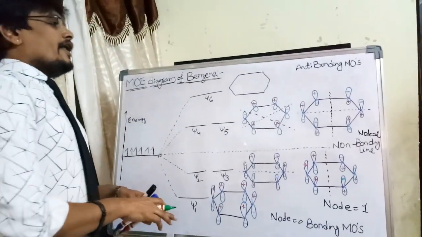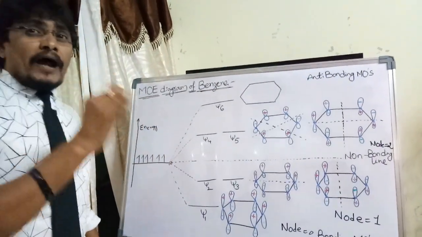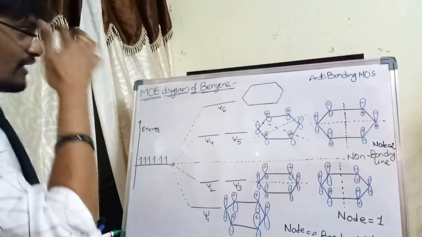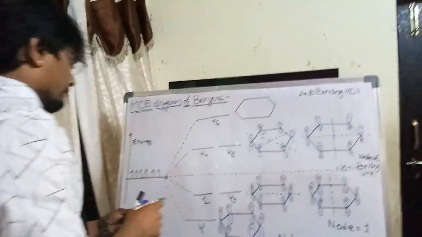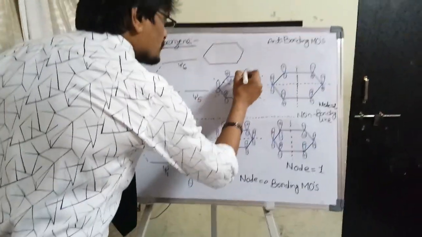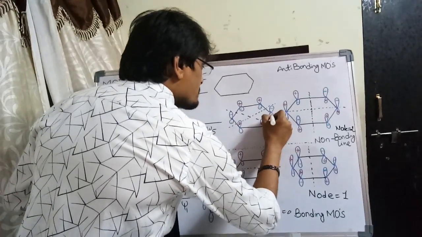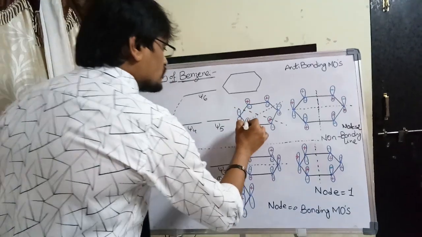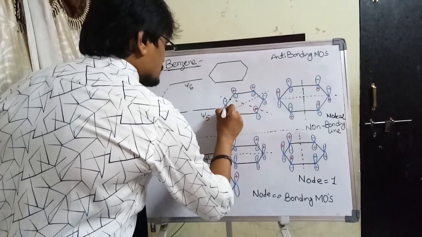Okay. Now let us see the number of nodes in the molecular orbital which is occupying the highest energy level. Before that we have to project the signs of the lower lobes as well. Upper lobe is positive, lower lobe is negative. Upper lobe is negative, lower lobe is positive. Upper lobe is positive, the lower lobe is negative. The upper lobe is negative, the lower lobe is positive.